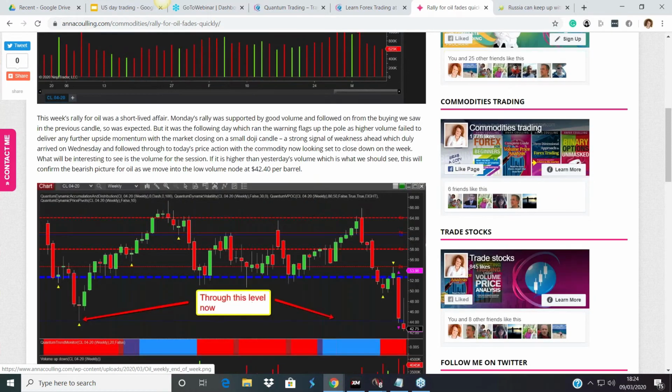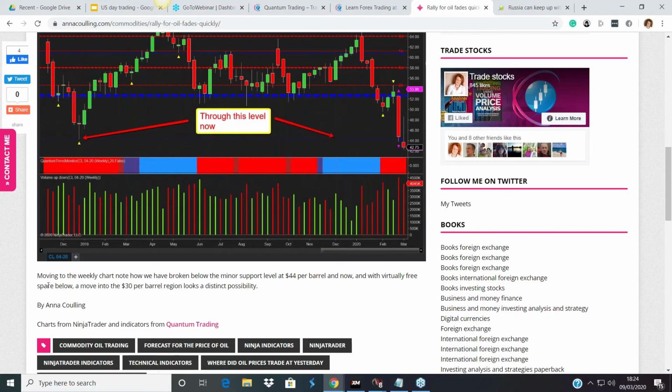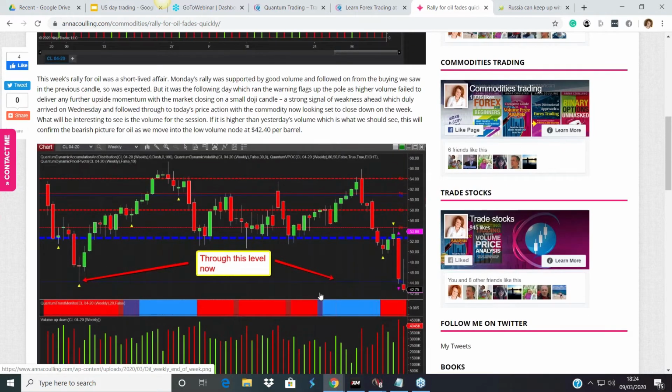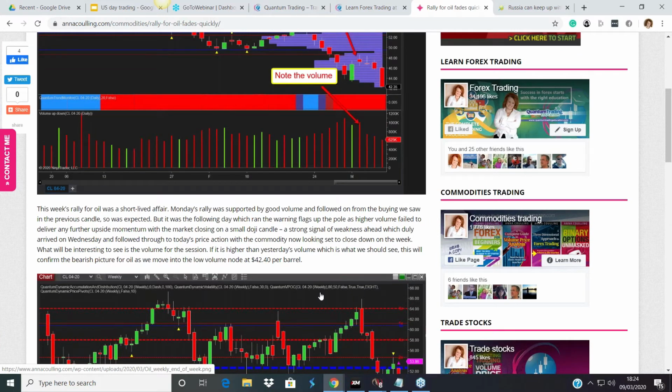And in fact, the last paragraph of the analysis was that it is very bearish, and I actually said a move into the $30 per barrel region looks a distinct possibility. Well, in my wildest dreams, I never thought it would come around quite so quickly.